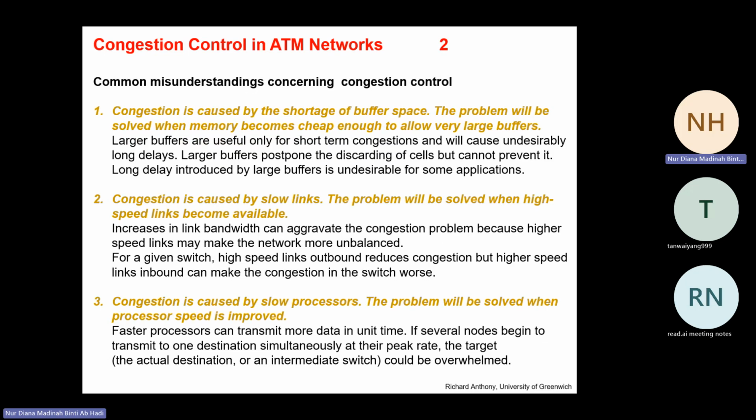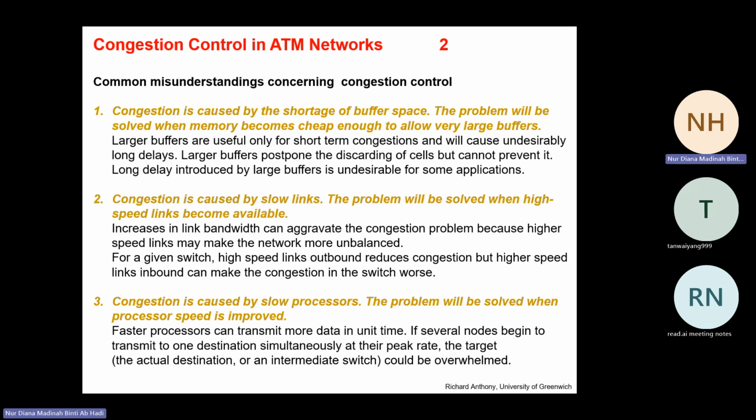So this is the common misunderstanding related to congestion control. First, congestion is caused by a shortage of buffer space, and the problem will be solved when memory becomes cheap enough to allow very large buffers. Usually large buffers are useful only for short-term congestion and cause undesirable long delay. Large buffers postpone the discarding of cells but cannot prevent it. Long delay introduced by large buffers is undesirable for some applications.